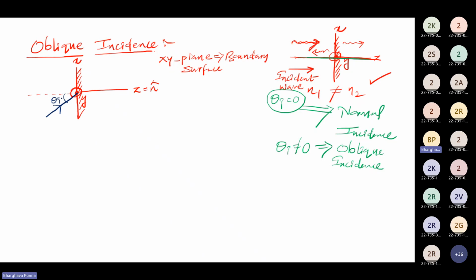So that is the angle of incidence. Clearly we can tell it is not equal to 0. Now we can tell it is nothing but oblique incidence. Again, after striking that particular boundary, because of the impedance mismatch, that is eta 1 is not equal to eta 2, this electromagnetic wave after entering into medium 2 is not maintaining the same angle theta I.